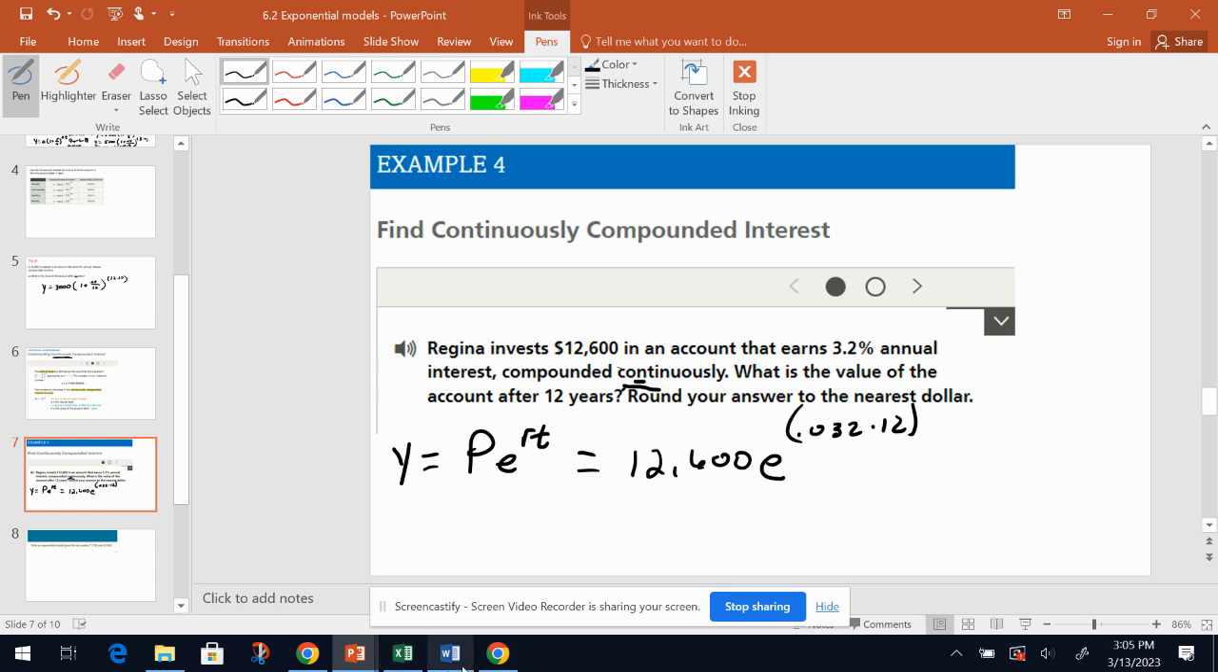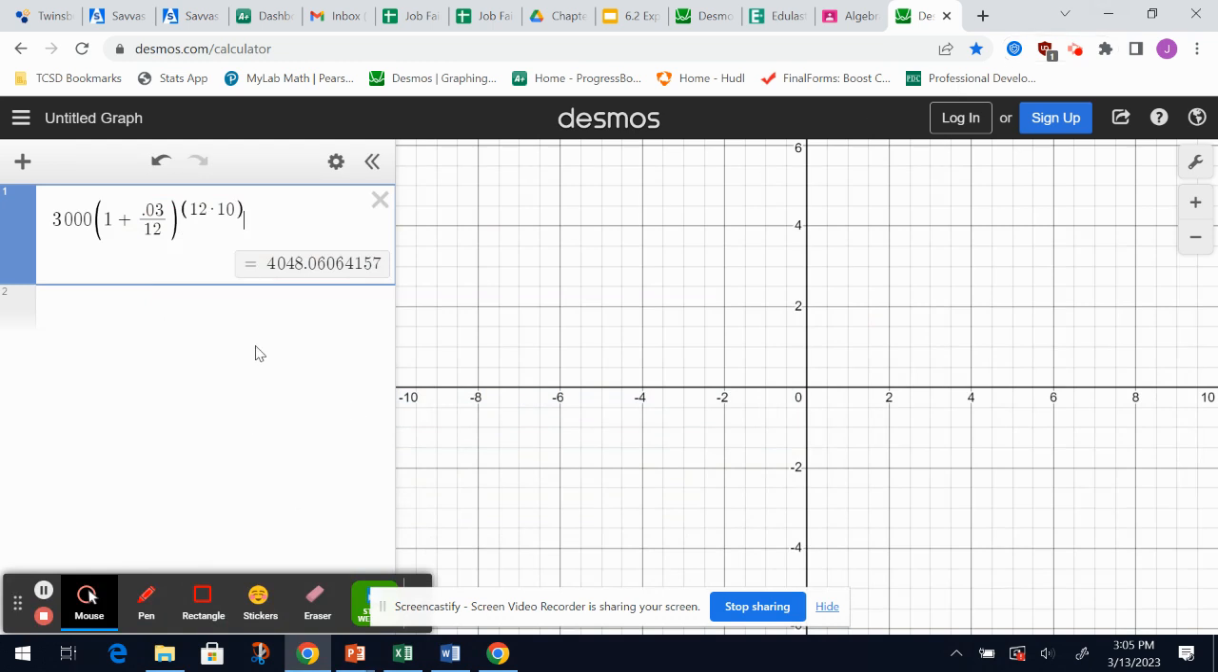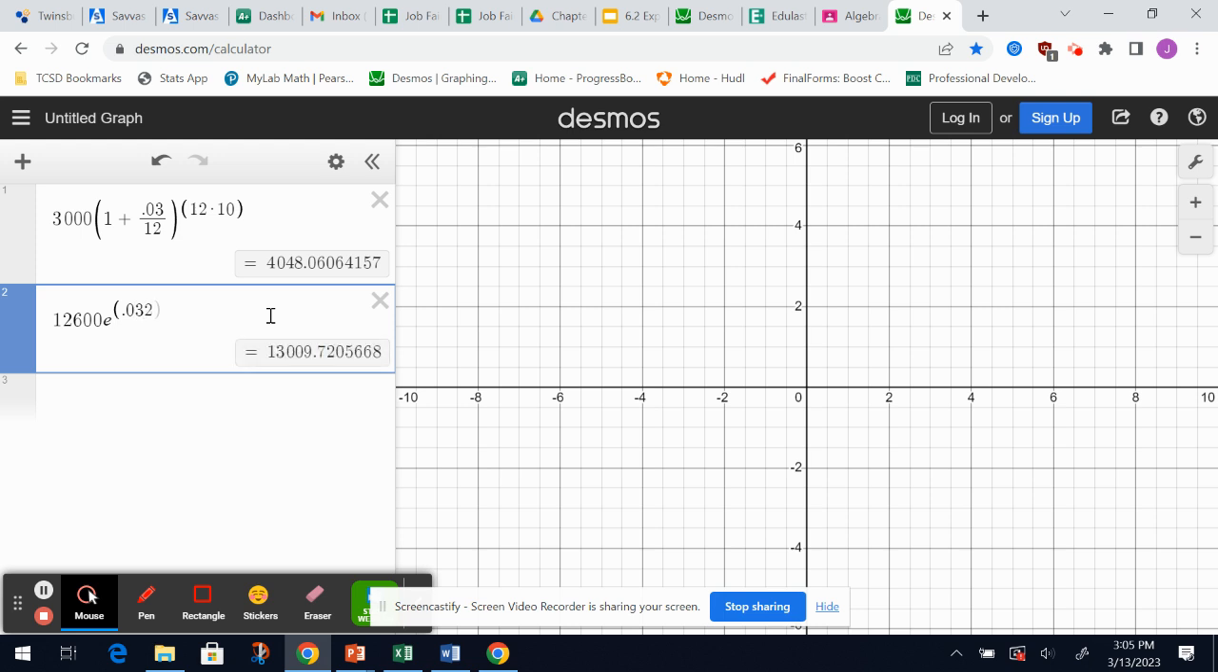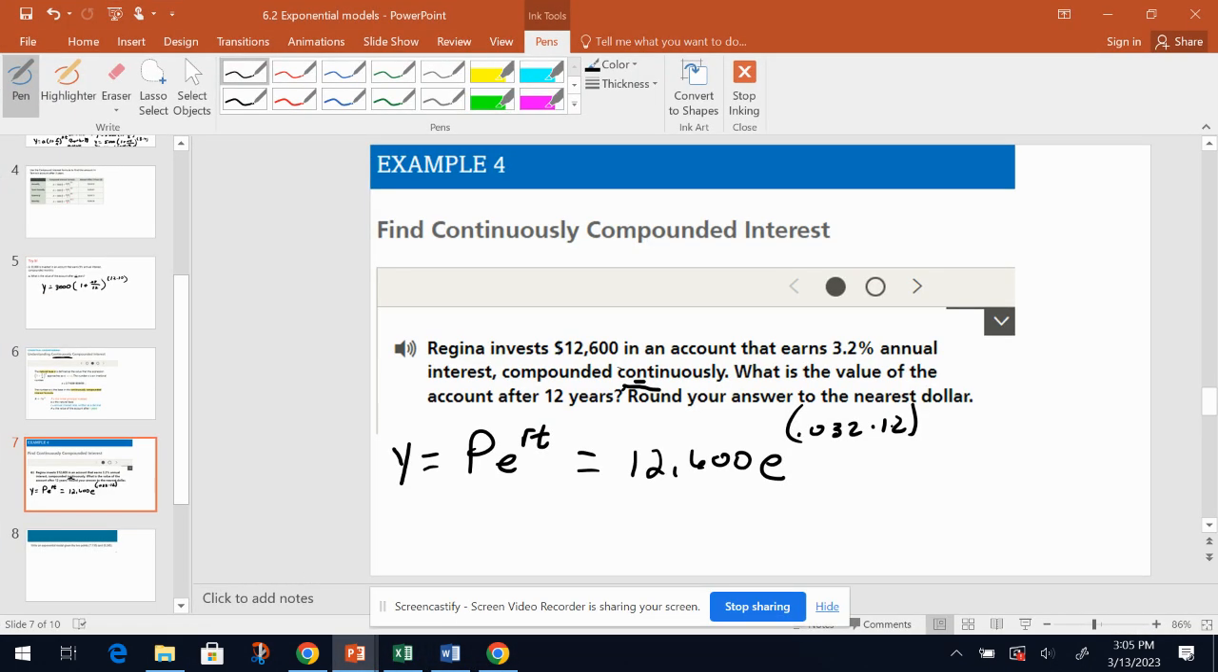So I go to Desmos and I'm going to enter this into Desmos. I've got 12,600. E, I literally just type in E, raised to the, I'm going to put in parentheses, 0.032 times, I think it was 12 years, right? Times 12. So a lot of calculator problems. That would mean I'd have $18,498.63. Make sure we're rounding correctly to whatever they tell you to round to. Okay, so yeah, it was 12.